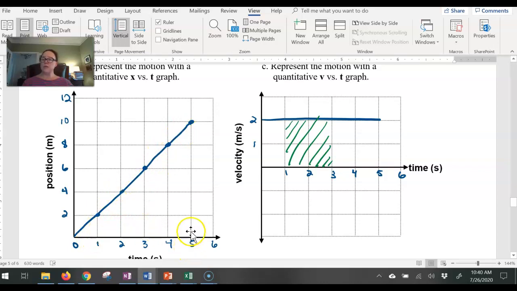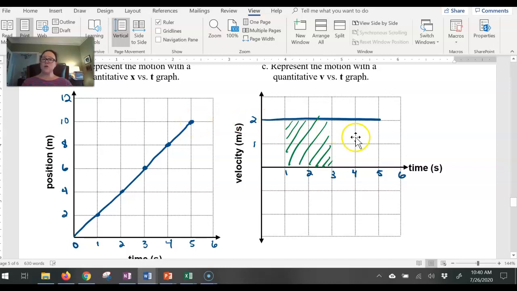Notice that I'm only drawing my line up to a time of 5 seconds because the motion map only gave me 5 seconds of data. Even though my scale on this position versus time graph goes out to 6 seconds, I have to stop at 5 seconds. I don't have information beyond that time.